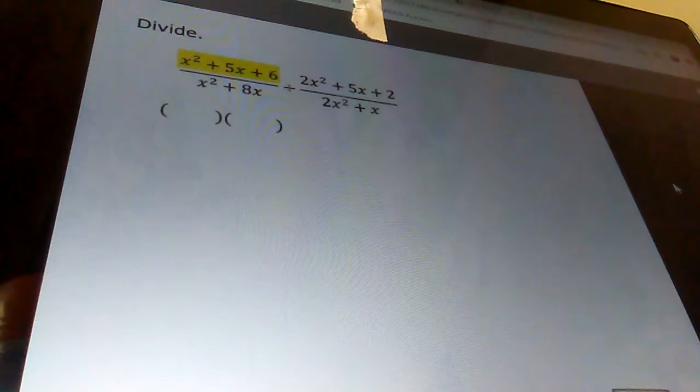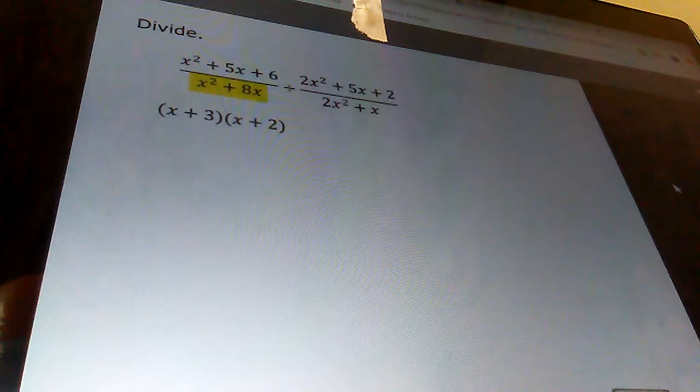Now, factor the numerator of the first fraction. We are going to factor x squared plus 5x plus 6. Next, we are going to write x and x. So we are looking for two numbers with a product of 6 and a sum of 5. The product of 3 and 2 is 6, and the sum is 5. Now we will factor the denominator of the first fraction. The greatest common factor is x, so we will write it as x times x plus 8.